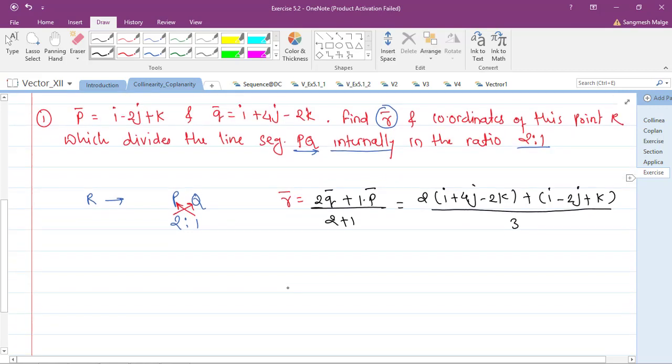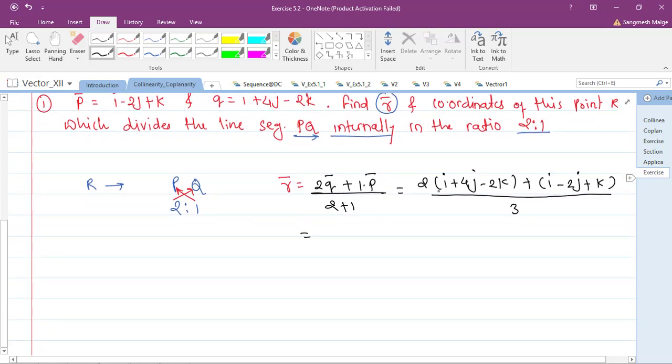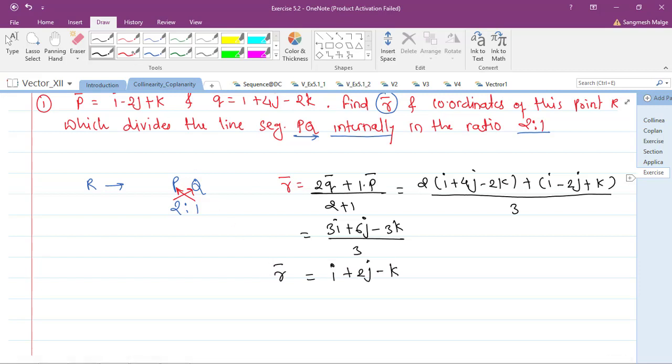Okay, so after opening the brackets, what you will get? 2 into i, that is 2i, plus this single i, it becomes 3i. The 2 into 4, that is 8j minus 2j, it is plus 6j. Then we have minus 4k plus k, which is minus 3k. Whole divided by 3. So if you distribute this 3, what you will get? 3i by 3 becomes i, plus 6j by 3 is 2j, and it is minus k. So this is nothing but the position vector of the point R, that is R bar.